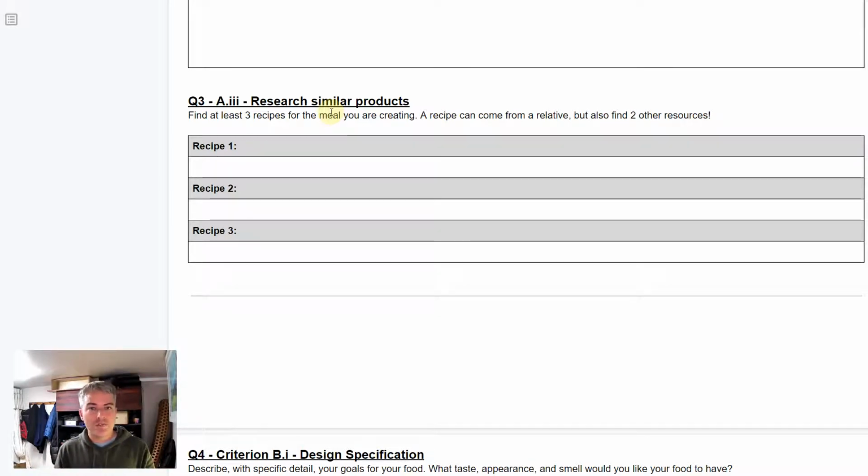Now I know for a lot of you, one of your sources will be your relative. Oh, my grandmother makes it this way, here's her recipe. That's fine. Include that for one, but also find a few other recipes that are out there. Do some internet research to find a few recipes, because we want to ultimately come up with three recipes here. When you find them, you can just link them in below here.